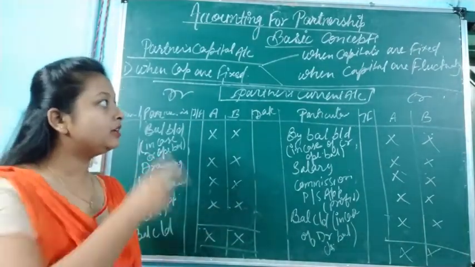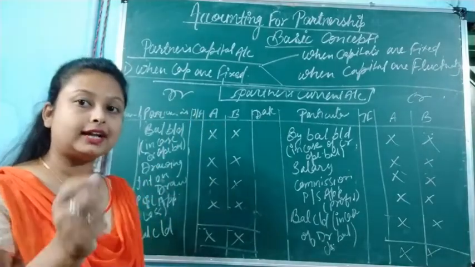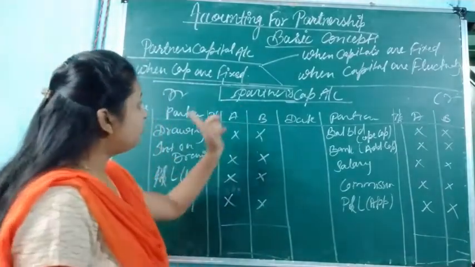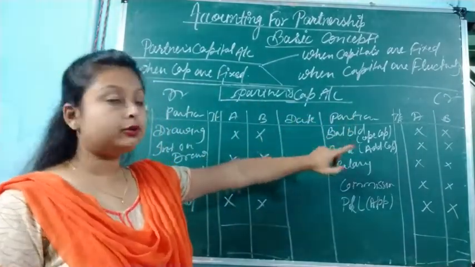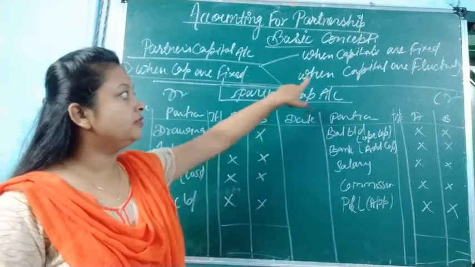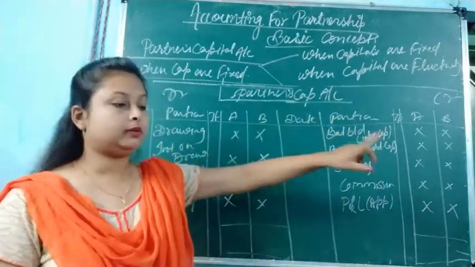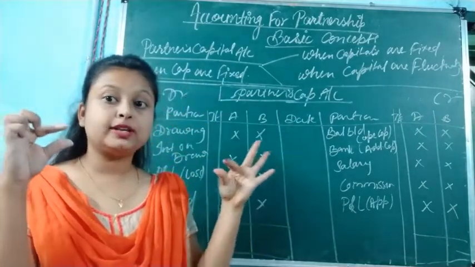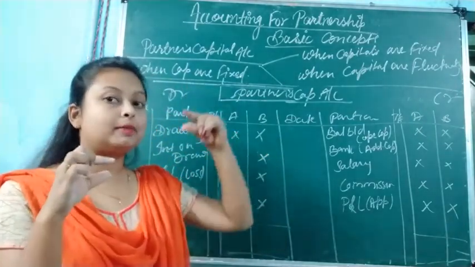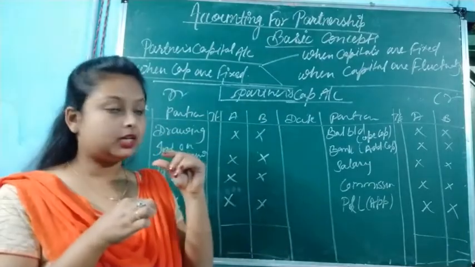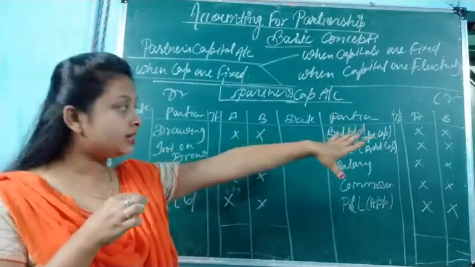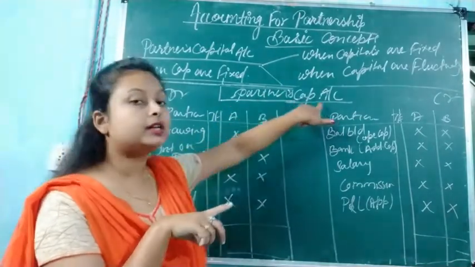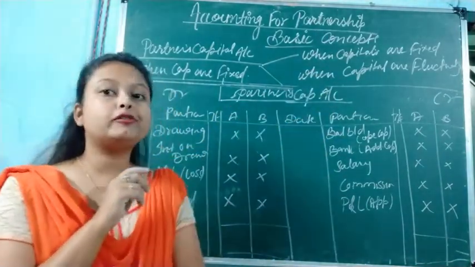Now the second method, when partners' capitals are fluctuating, we are going to learn now. Now we are going to make the partners' capital account by the second method, when capitals are fluctuating. It will be mentioned clearly in the question whether partners' capitals are fixed or fluctuating. If fluctuating capital is there, we have to make only one account, called the partners' capital account.